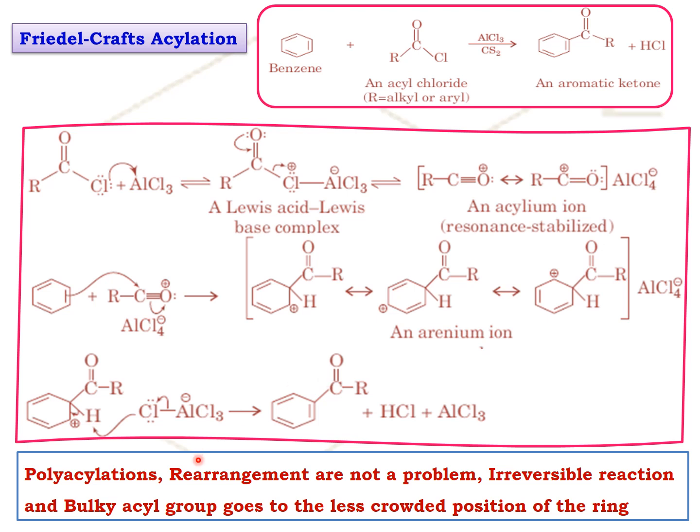Here, as in the case of alkylation, polyacylation and rearrangement are not at all a problem for acylation. It is also found to be irreversible in nature. And one thing is, the bulky, crowded acyl group goes to the less crowded position of the benzene ring.